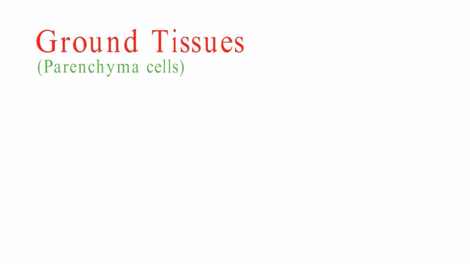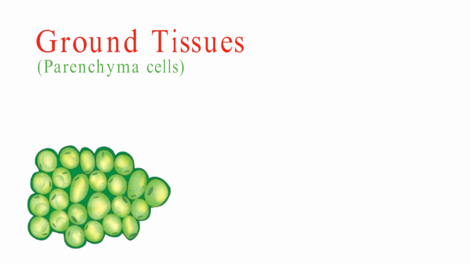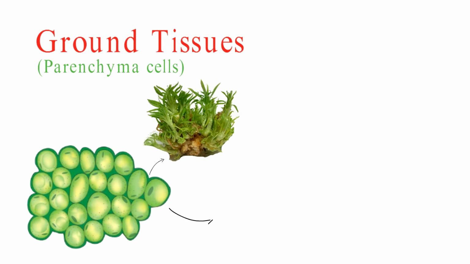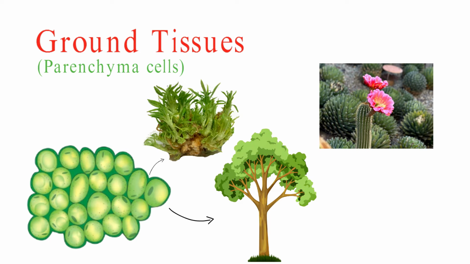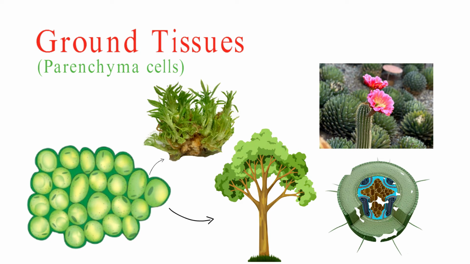Ground tissue cells, especially parenchyma cells, can differentiate and turn into stem cells under certain conditions, allowing them to contribute to plant regeneration and repair. In some desert-adapted plants, parenchyma cells in the root cortex can store water to sustain the plant during periods of drought.